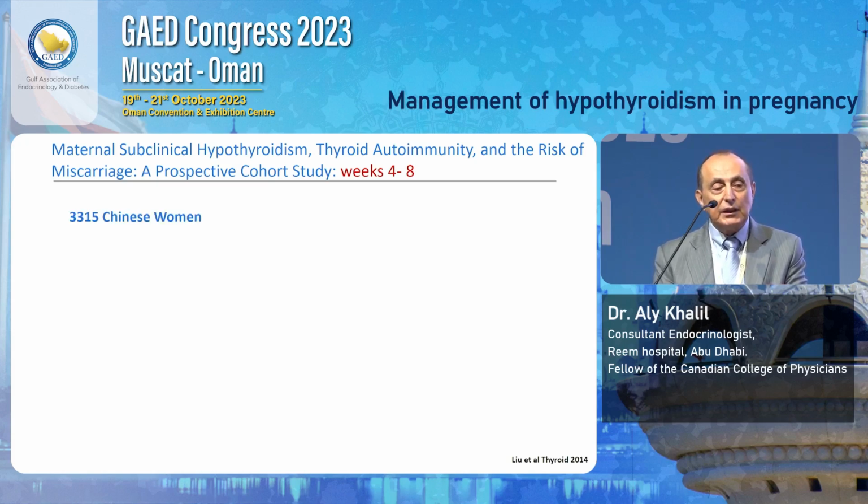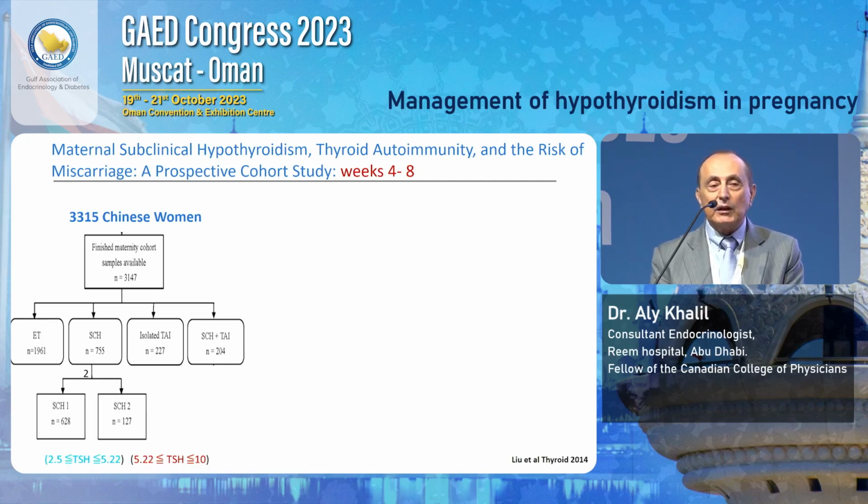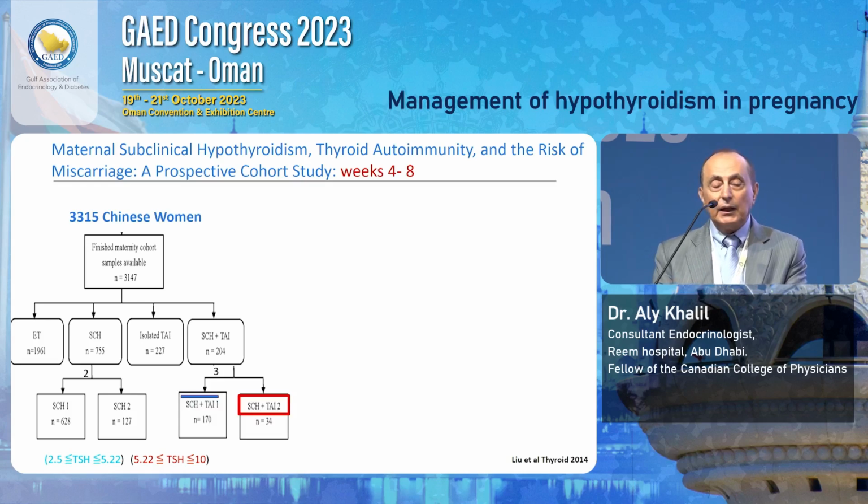In this Chinese study, they took around 3,000 Chinese women, and they divided them into 4 subgroups: euthyroid group, subclinical hypothyroidism, isolated thyroid autoimmunity, and the presence of subclinical hypothyroidism with thyroid antibodies. And the subclinical ones, they divided based on TSH level. TSH group 1, TSH between 2.5 and 5.2, and the other one between 5.2 and less than 10. And the other group, the same grouping with the addition of positive antibodies.